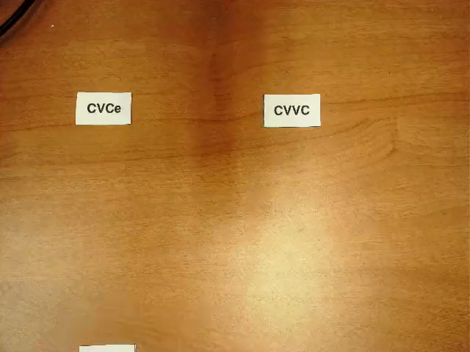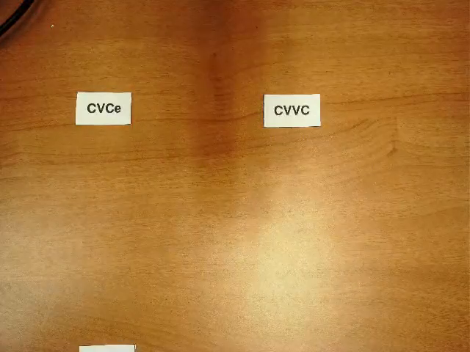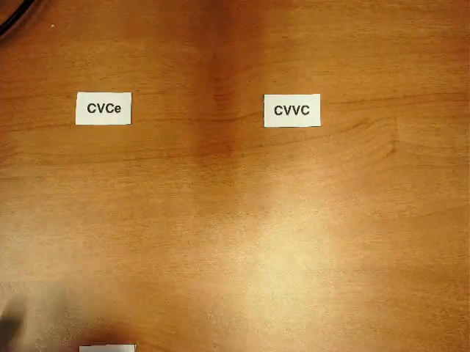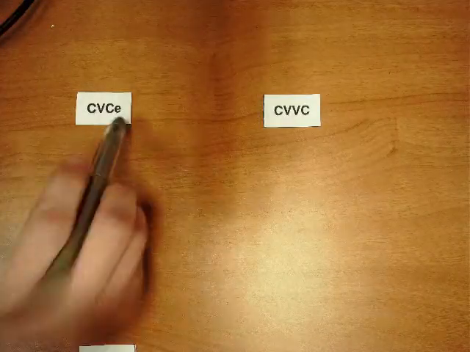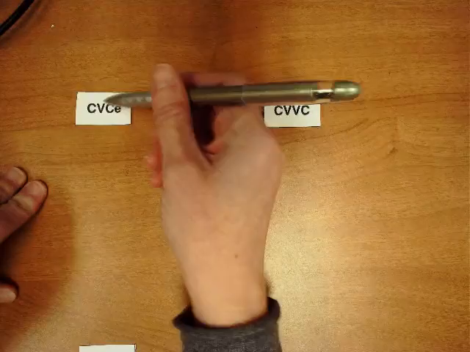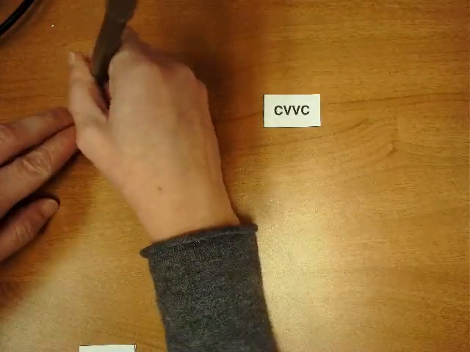Okay guys, so today we're going to be taking a look at two different syllable types and what happens when we add ing to them. So we've got consonant, vowel, consonant with a silent E right here. You can label this syllable type either magic E or silent E. I'm going to go with magic E right now.